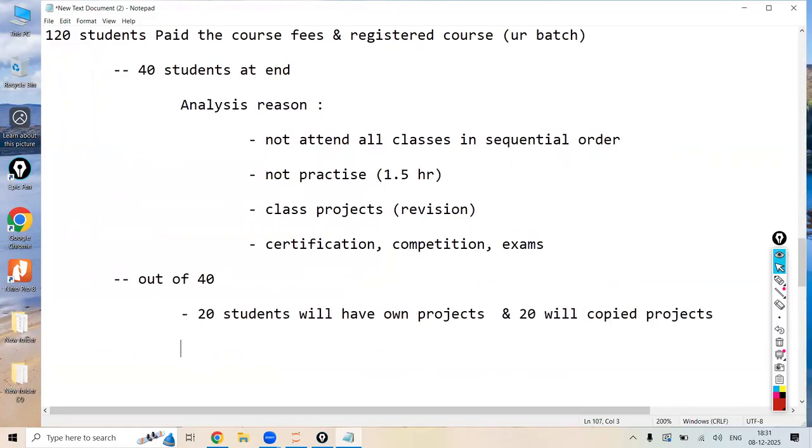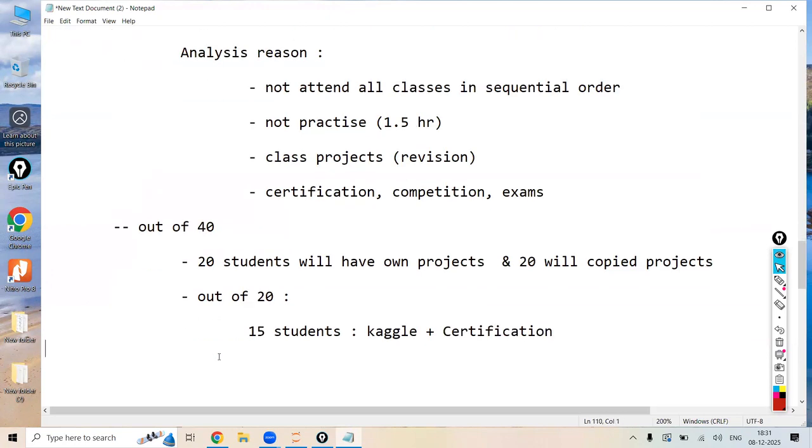Now out of these 20 people who have done their own projects, approximately only 15 students will have the Kaggle certification, some kind of Microsoft certification or something. Only 15 students will have it. Now these 15 students will get the interview call. Out of these 15 students, approximately 12 to 13 students will get selected.